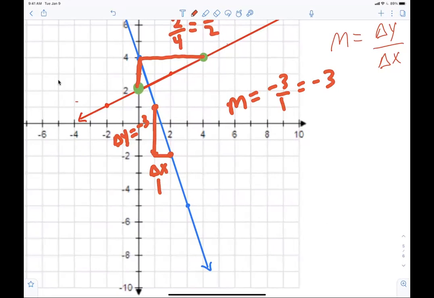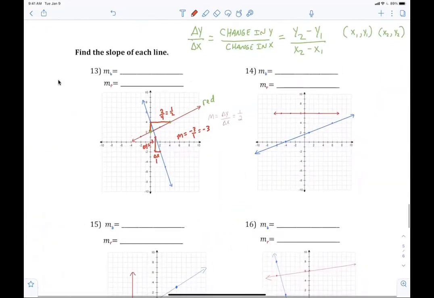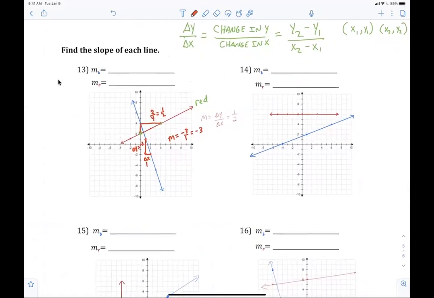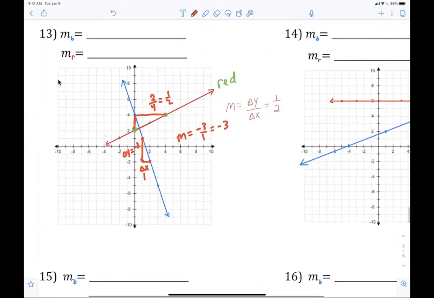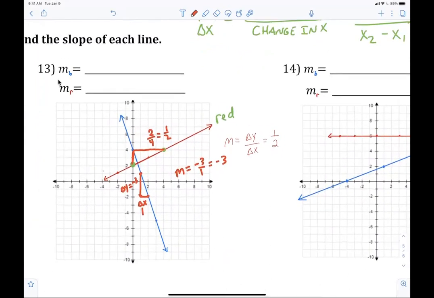All right, so here we go. Trying the next one. I'm going to look at 14. That's it. That's the slope. The slope of one line was -3, and the slope of the other line was 1/2.